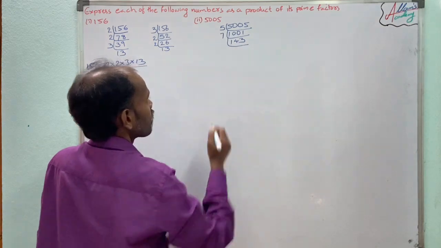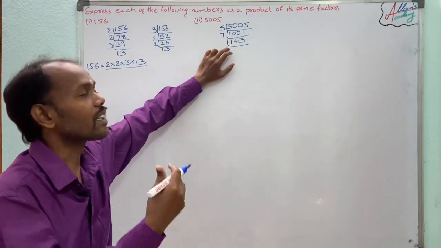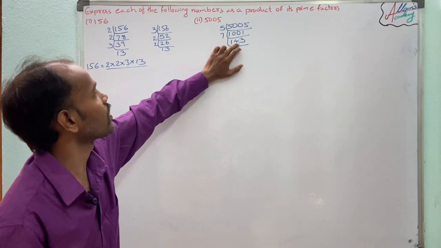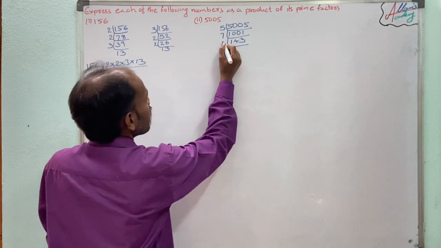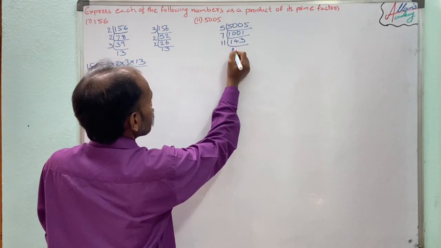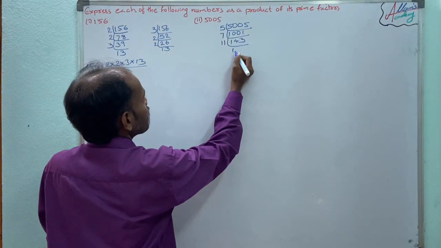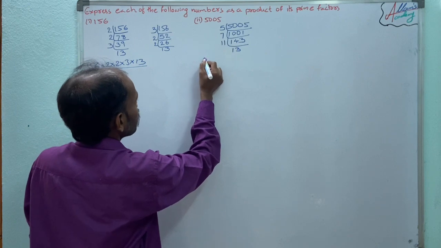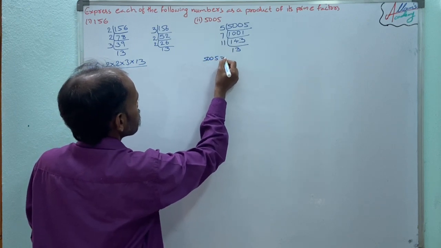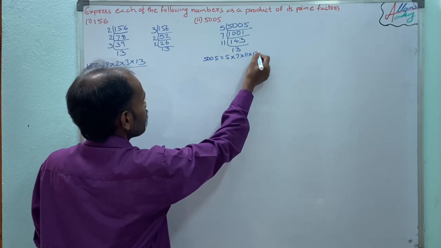So now the quotient is 143. Now 143 comes in the 11 table. 11 ones are 11, and 3 is the remainder, so 33. Now 11 threes are 33. So now 5005 can be expressed as 5 into 7 into 11 into 13.